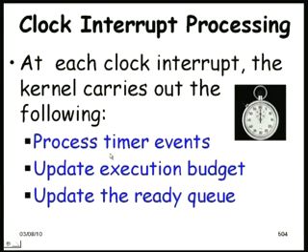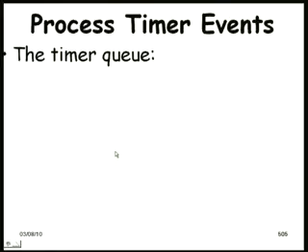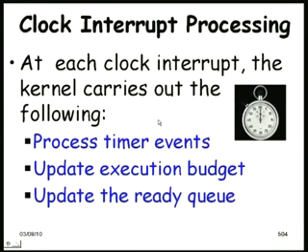It checks whether any timer has expired and then queues the corresponding action as a task. Yeah, these are the three things. It processes the timer events for each timer. It checks whether it has expired and then queues the corresponding action. It updates the execution budget of the currently executing task and then updates the ready queue.